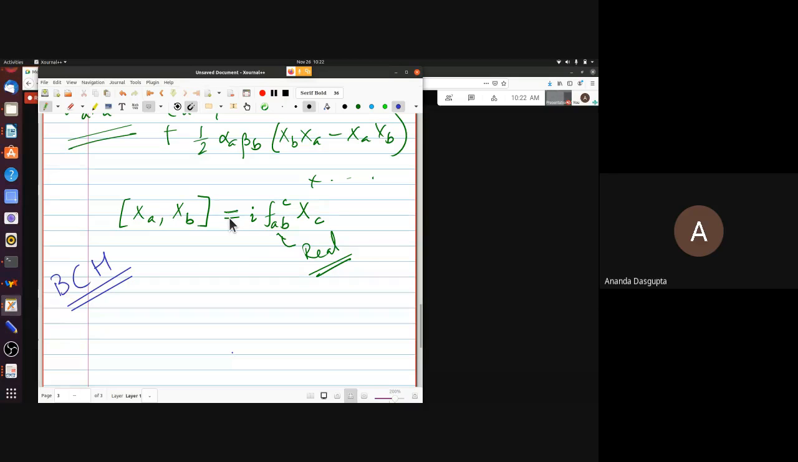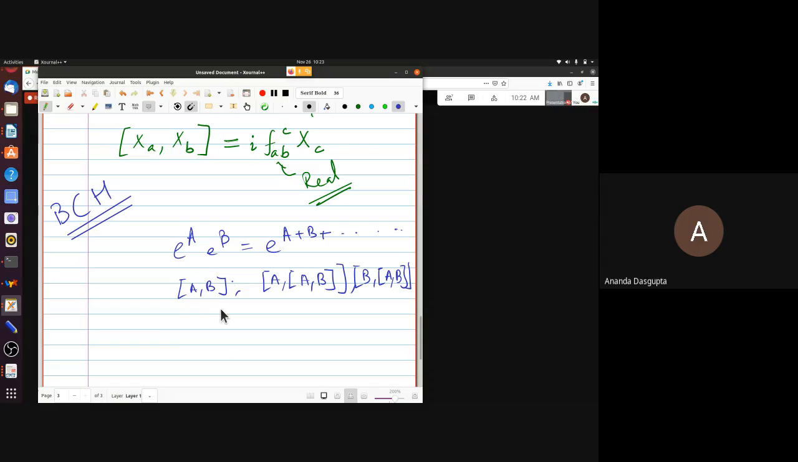Okay, so what the BCH formula actually tells you is this: when you multiply two group elements like this, you don't get A plus B, but what you get is an infinite series. And the terms sitting in the infinite series are basically things like commutators of A and B, then double commutators, A comma A comma B, and B comma A comma B, and higher order commutators, triple commutators, quadruple commutators, and so on. In general, it's an infinite series.